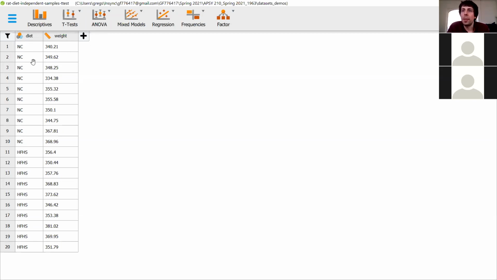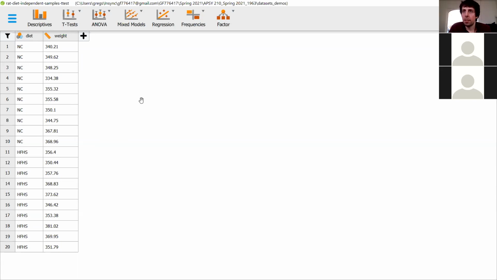So we have 20 rats, so 20 cases, and two variables. There are two scores per case for a total of 40 scores. But we actually only care about the weight scores. We can pretty clearly see that there's 10 of each of the two different kinds of diet.